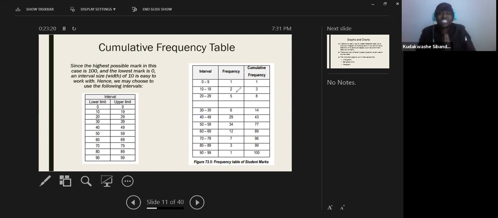That's the whole point of frequency, right? How many times does a certain variable, the number of occurrences of a certain variable, fall in a specific category or a specific range. That's basically what frequency is all about.